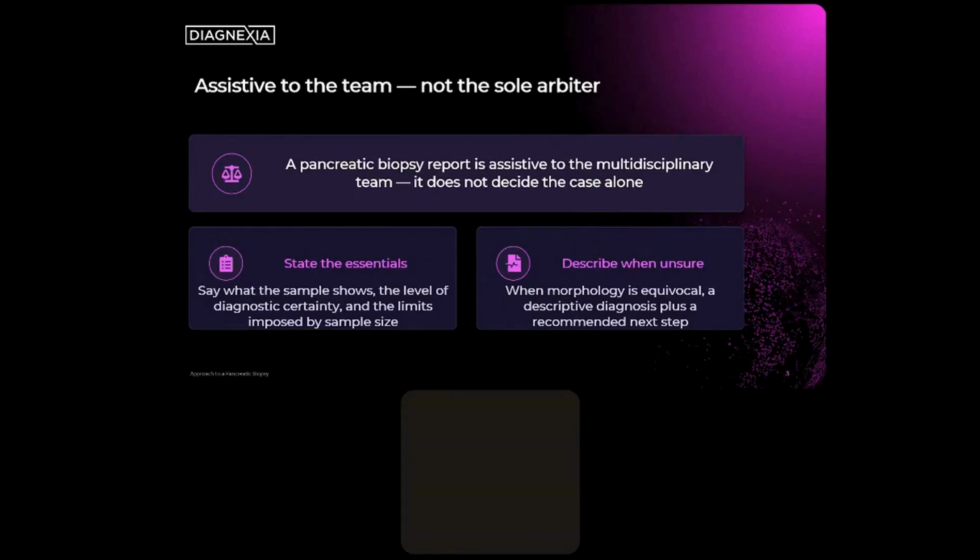I think I've alluded to this: when you actually are writing the report, just state what the sample shows, the level of your diagnostic certainty, and the limits imposed by small sample size. Despite their best efforts, sometimes they give you scraps of tissue which are very difficult to interpret, and it's contaminated by mucus and bile, etc. And it really puts the pathologist under pressure. So when you feel that you are constrained in your ability to make a diagnosis, don't be forced into making a definitive diagnosis, and just describe what you see, especially where morphology is equivocal. Okay, and then say, well, I need another sample.